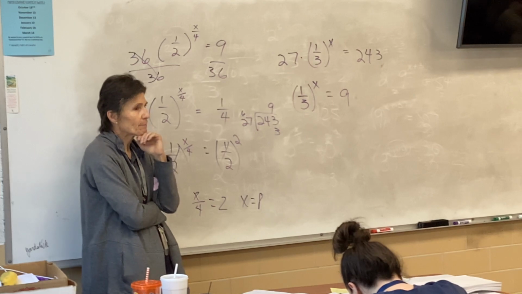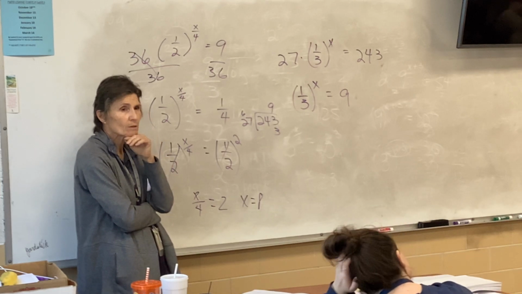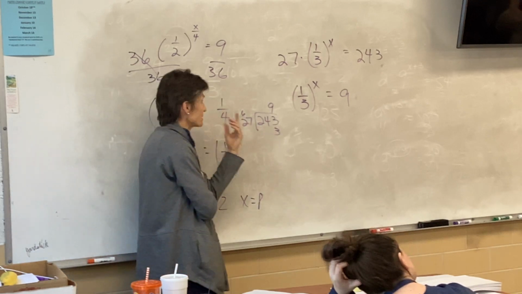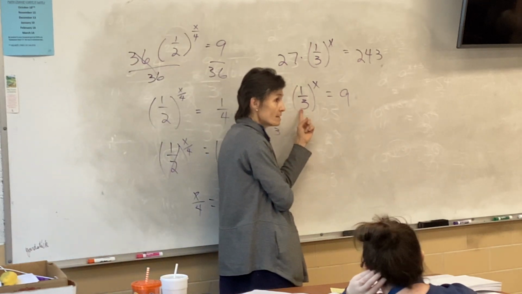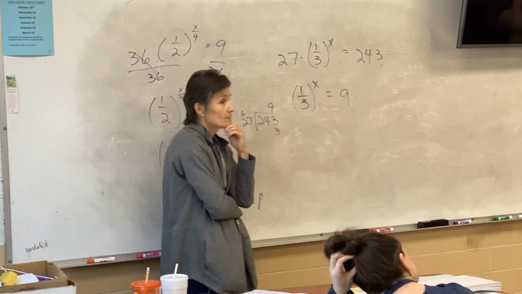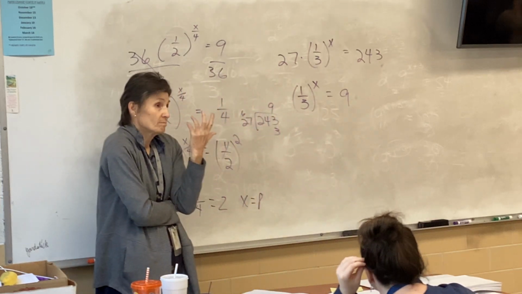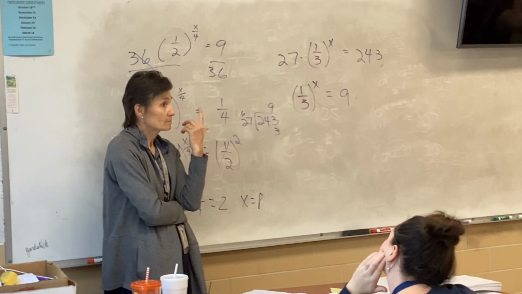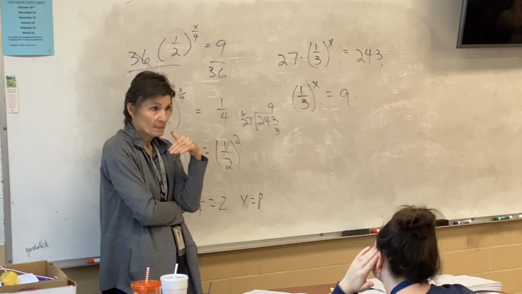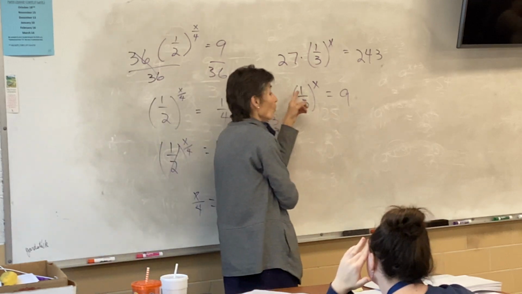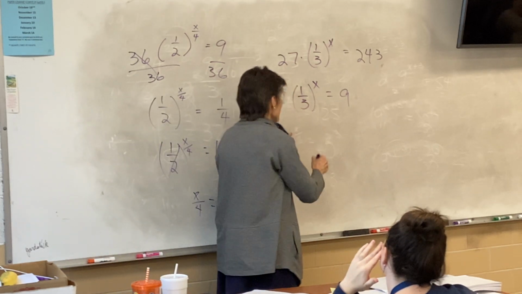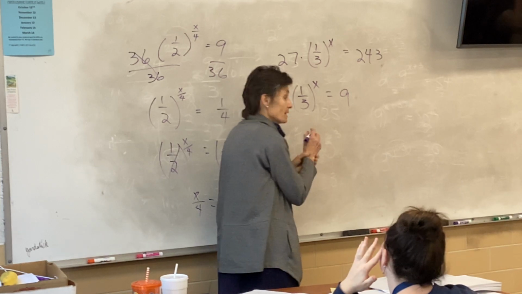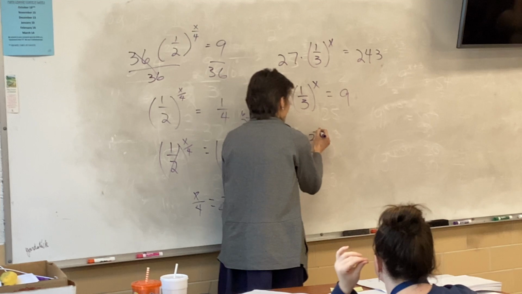Now what has to happen now? What do I need to do? Get matching bases. So your job is to look at, you got 1/3 and you got 9. What can you change them both into? 3s? Can't you change them into 3s? Now be careful, this is 1/3, which means its exponent is going to have to be negative. Not 3, -1.